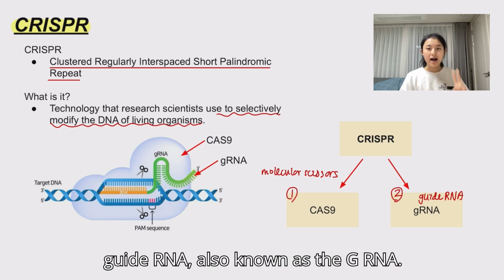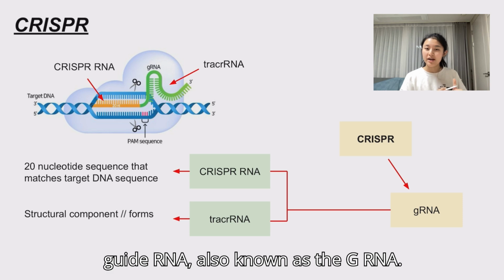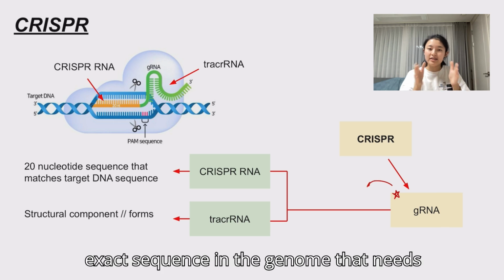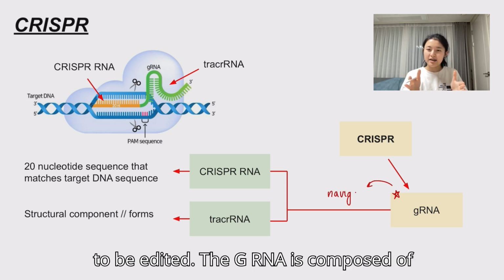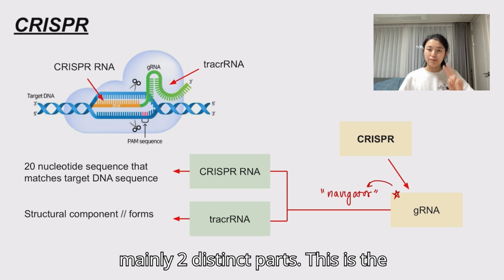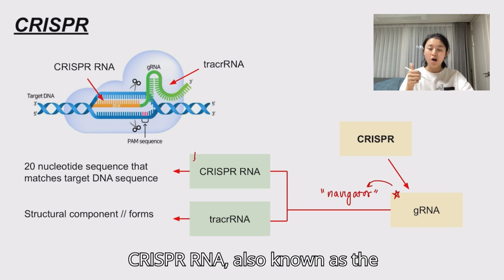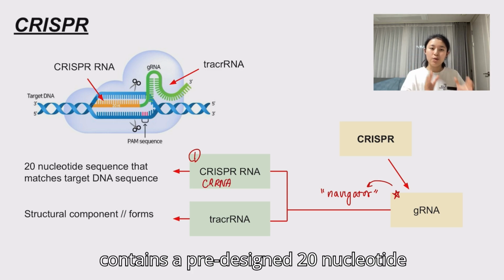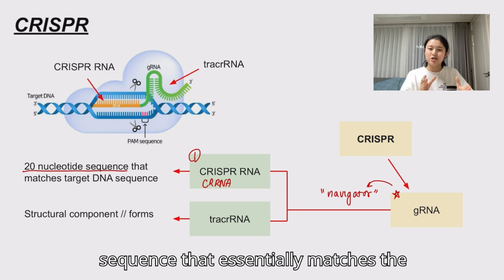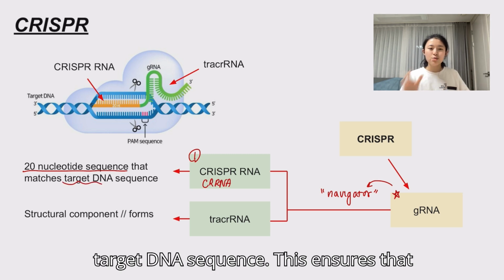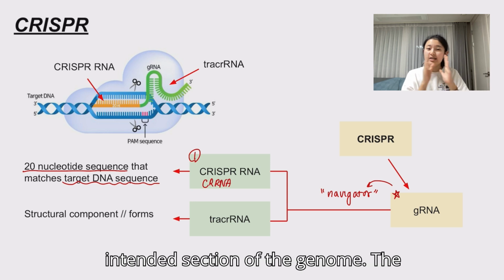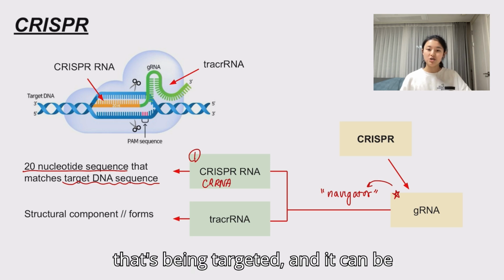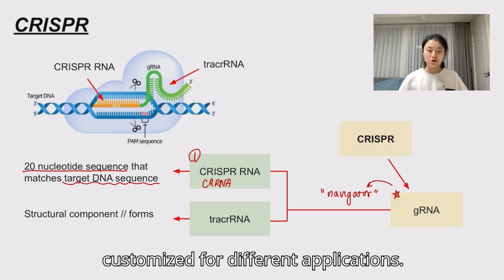The second part is the guide RNA, also known as the gRNA. The gRNA basically serves as a sort of navigator, directing the Cas9 to that exact sequence in the genome that needs to be edited. The gRNA is composed of mainly two distinct parts. This is the CRISPR RNA, also known as the crRNA. Now, this segment contains a pre-designed 20 nucleotide sequence that essentially matches the target DNA sequence. This ensures that the Cas9 only binds and edits that intended section of the genome. The crRNA is specific to that DNA region that's being targeted, and it can be customized for different applications.